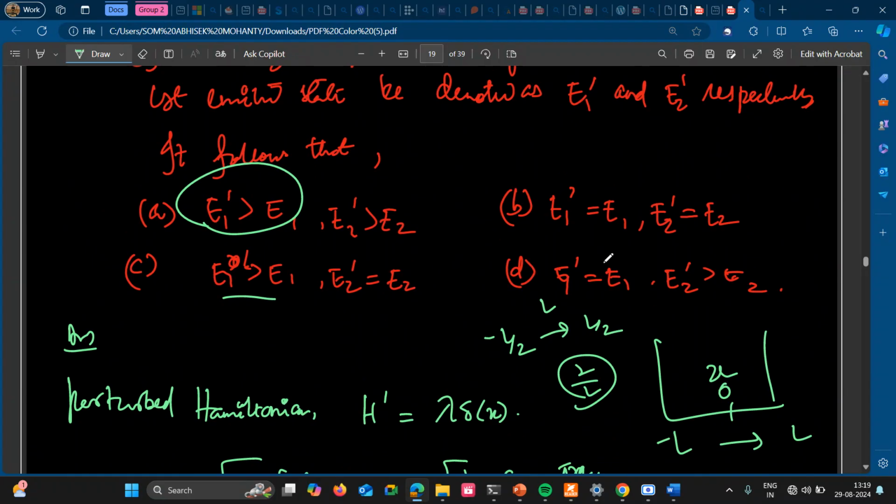Which one then? E2, yeah, this one. Option C is correct. Option C will be the correct answer.